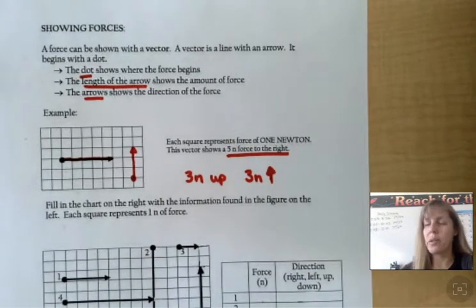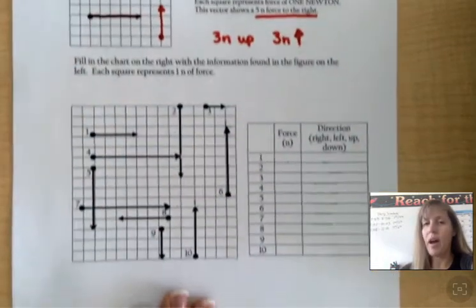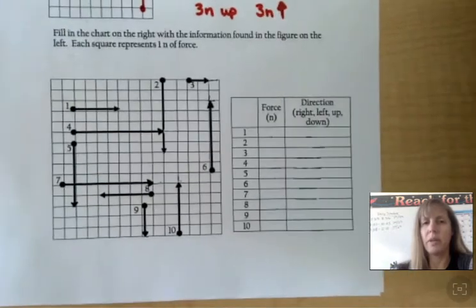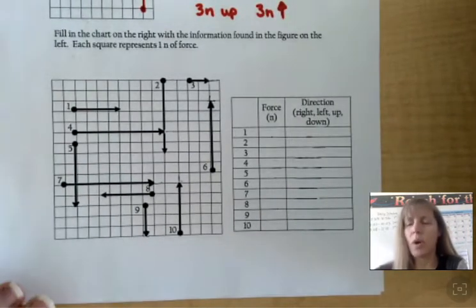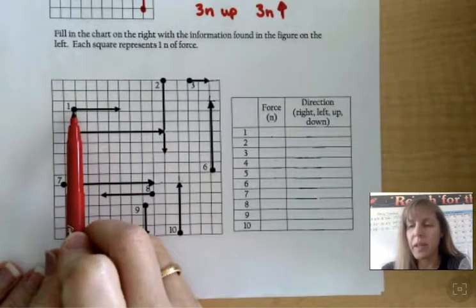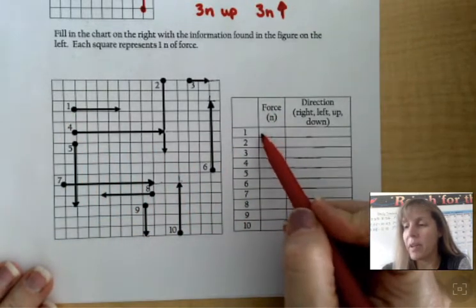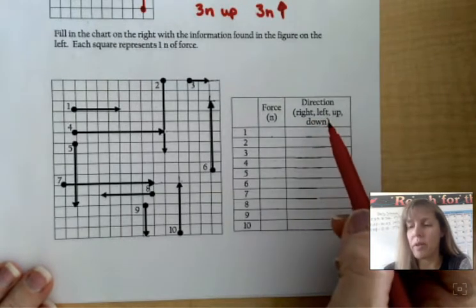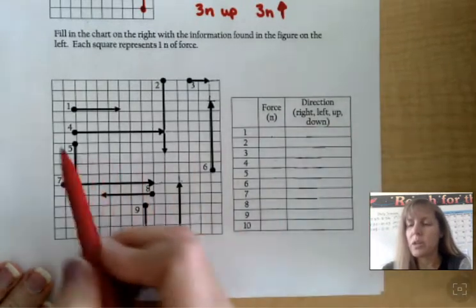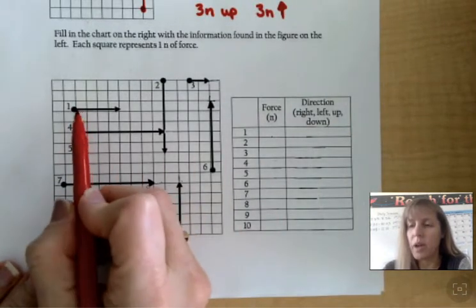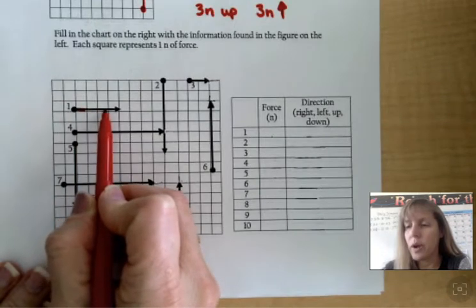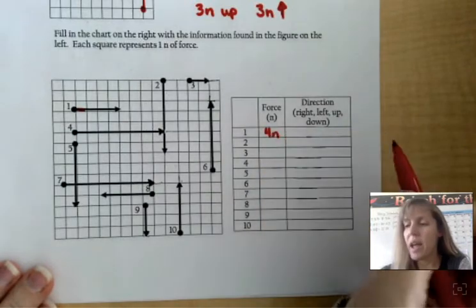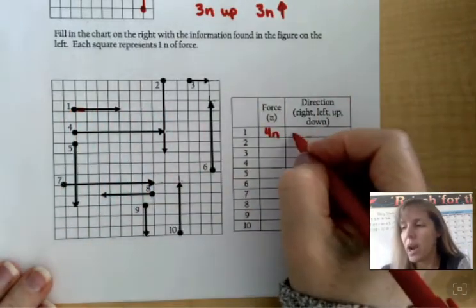Okay, so we're going to do a little practicing together in this box. Hopefully it will stay focused enough and you can zoom in if you really need to. So we're going to look at vector number 1. We're going to look at how much force is used, how many newtons, and then we're going to put right, left, up, or down. You can use arrows or you can use words. So let's look at number 1 and let's count it. 1, 2, 3, 4. So we have 4 newtons, and then the direction is going to the right.